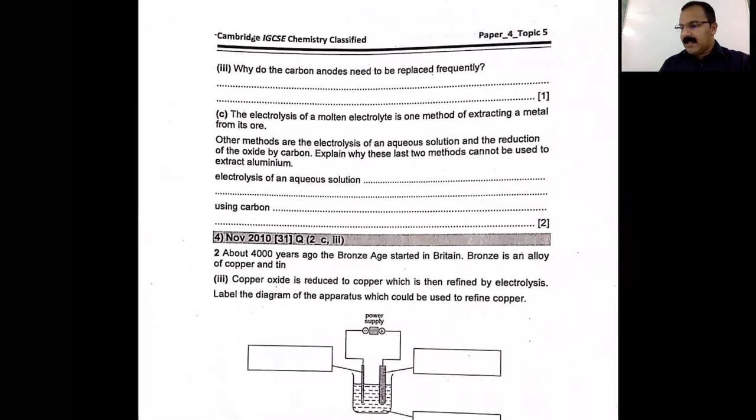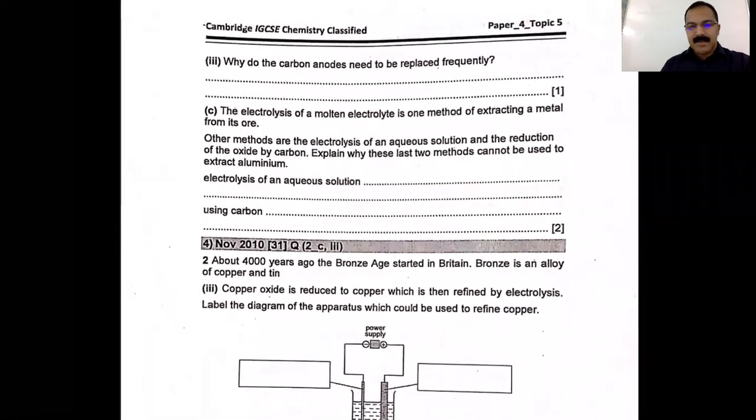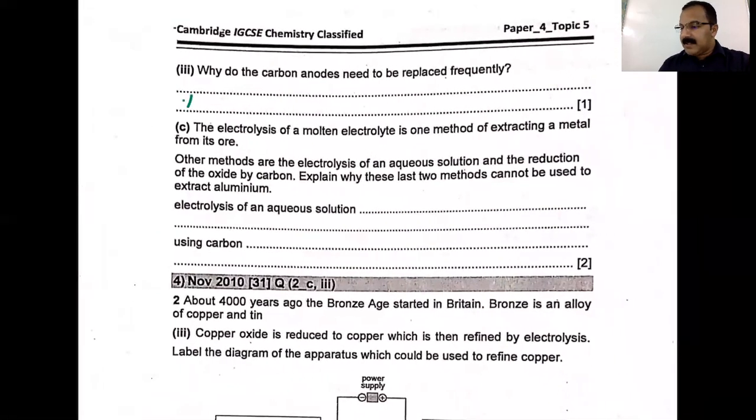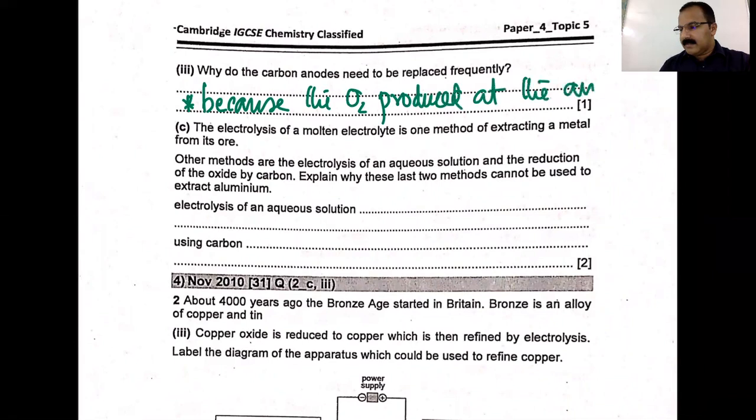Why do the carbon anodes need to be replaced frequently in the extraction of aluminum? Because the oxygen, O2, produced at the anode reacts with it.